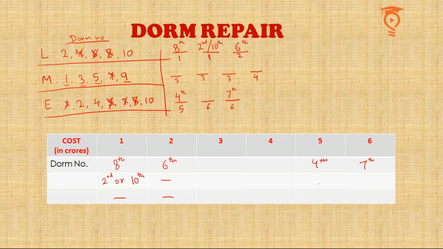Another 6 crore repair is left, and again we have an ambiguity between 10th and 2nd. So I'm going to write 10/2 over here. Now among DOM number 4, 5, 6, 7, 8, 9, the DOMs 4, 6, 7, 8 are done. 5 and 9 we are confused about.